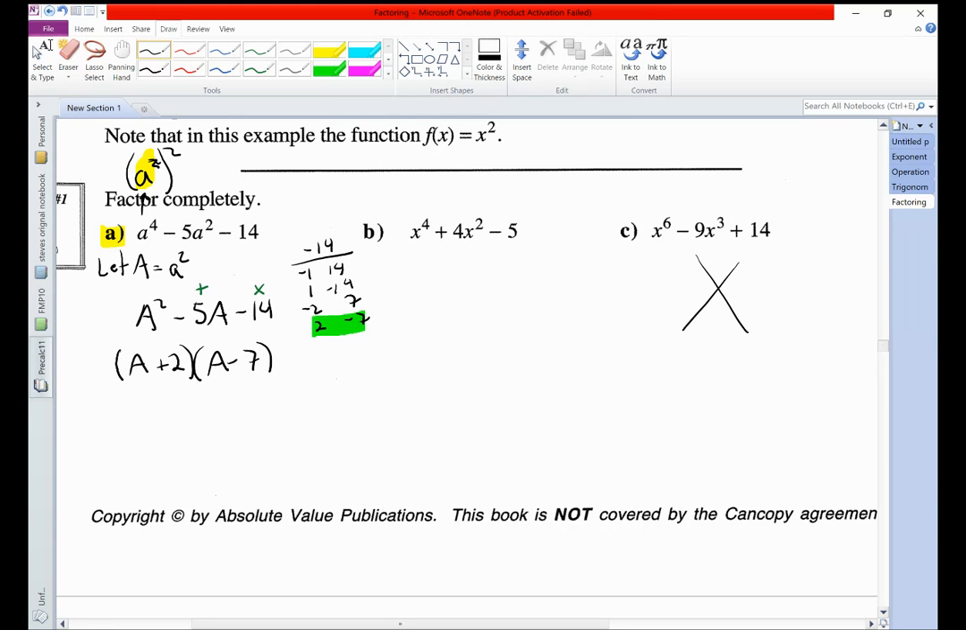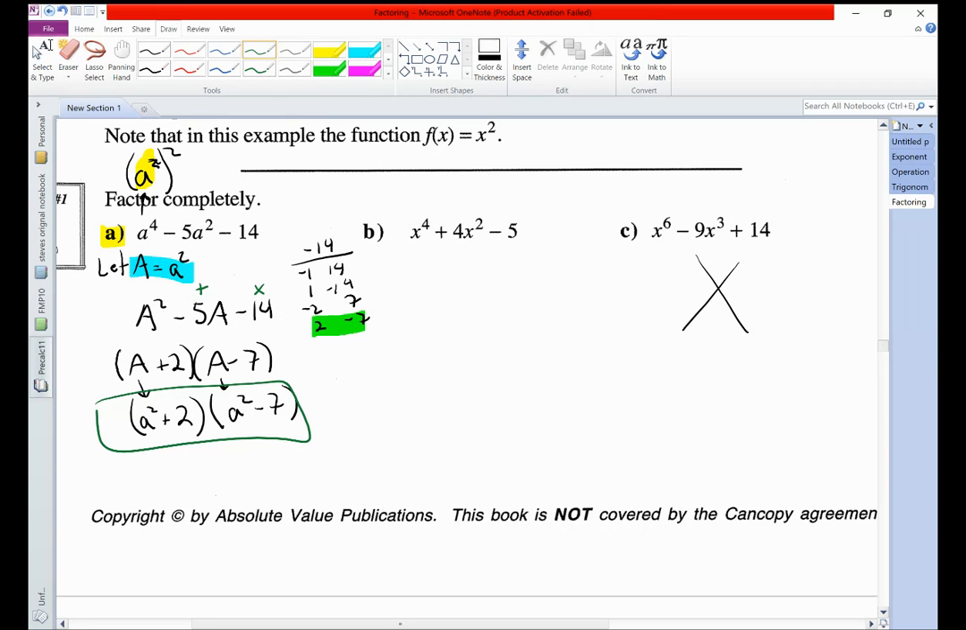And we're not quite done, because now we want to revert this answer back to our small a, because that's what we started with. So we know A is equal to a squared, so I can just sub that back in right there and right here. And there we go. That is our answer.